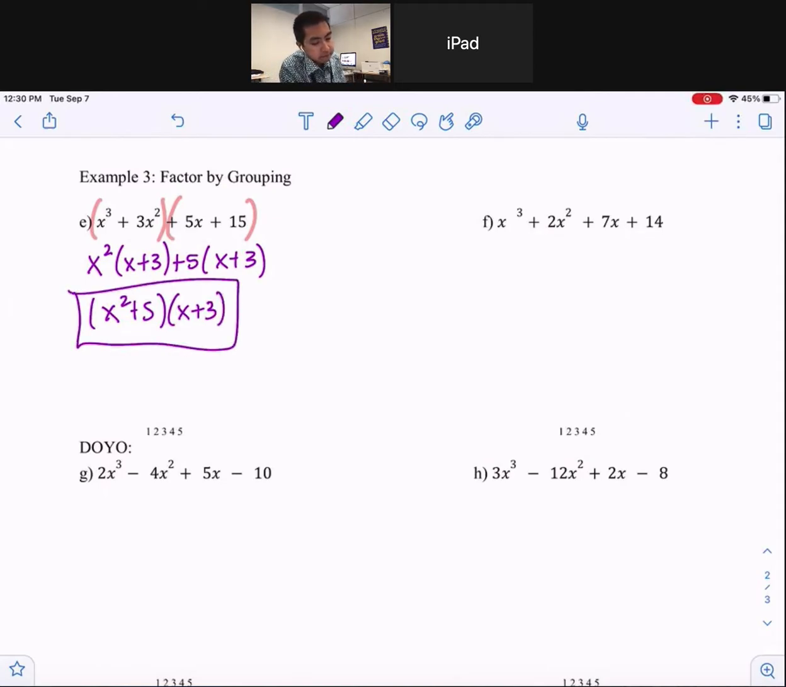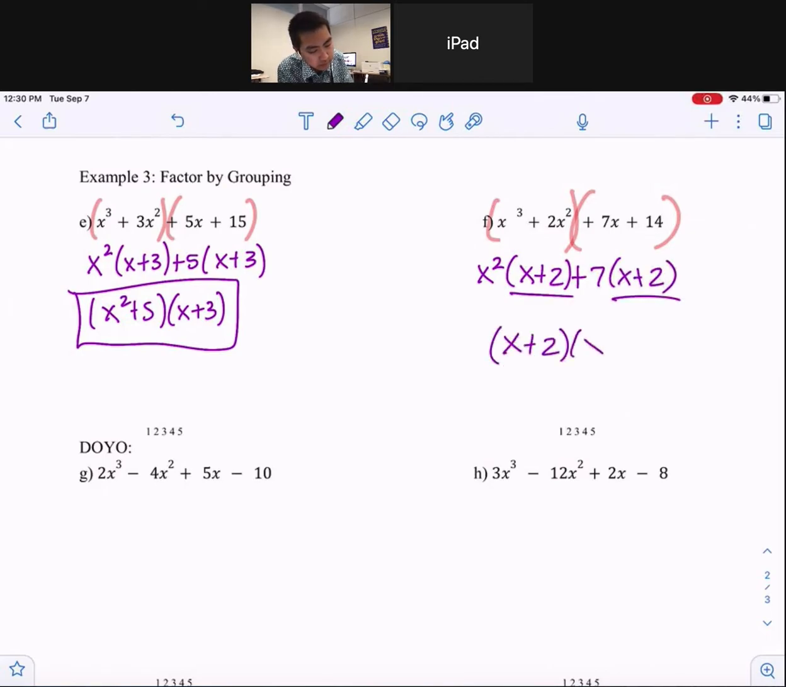F. You cannot factor something out from all, so we're just going to group. We can factor out x to the second from both to get x plus 2, and factor out 7 from both to get x plus 2. These are the same, so we get x plus 2 times x squared plus 7.